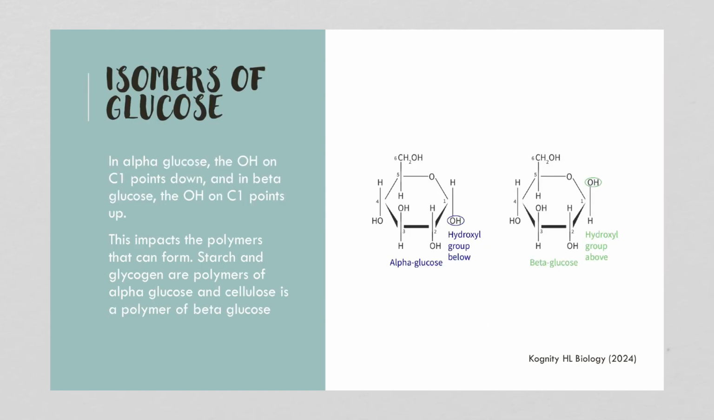So one thing that we need to know about are the isomers of glucose. In alpha glucose, the hydroxyl on carbon number 1, remember how we talked about the numbering, points down. And in beta glucose, the OH points up. This impacts the polymers that can form between these 2 different types of glucose. So starch and glycogen are polymers of alpha glucose, and cellulose is a polymer of beta glucose.